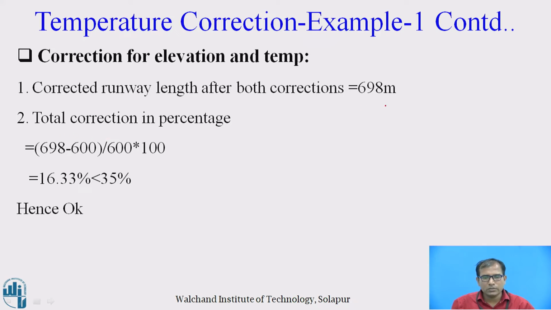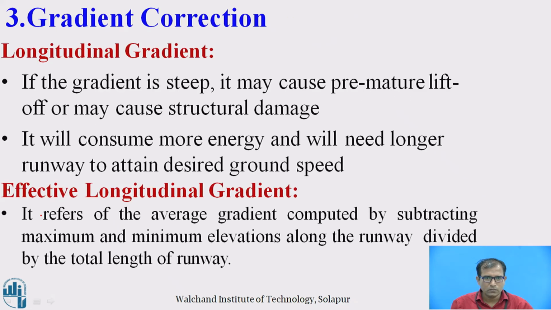So we know that the total length is 698 meter, and the basic runway length, before applying the correction of elevation and temperature, they have given as 600 meter. So with respect to 600 meter, the increment from the basic runway length comes to 16.33%. So it is obviously less than 35%. Hence, whatever correction is done is okay. Now the last correction is the gradient correction.